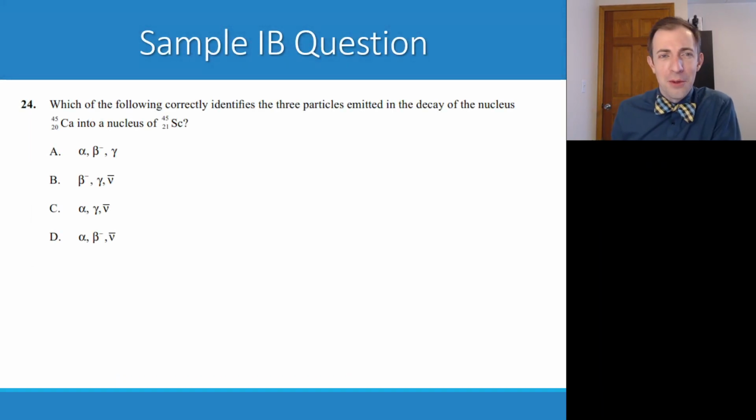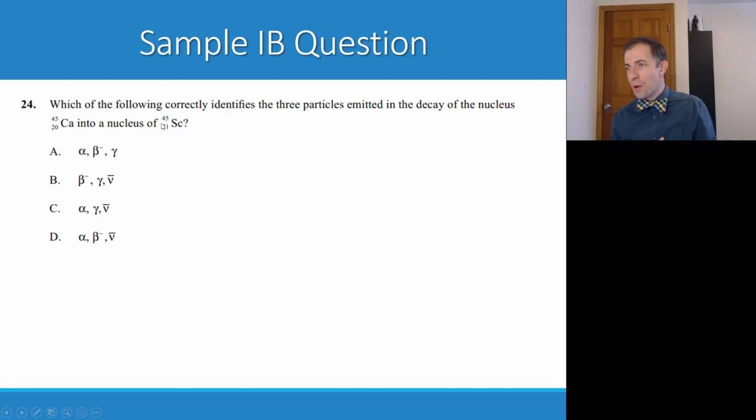So a sample IB question here to get at your understanding of what's going on. Which of the following correctly identifies the three particles emitted in the decay of the nucleus of calcium 45 into a nucleus of scandium 45?